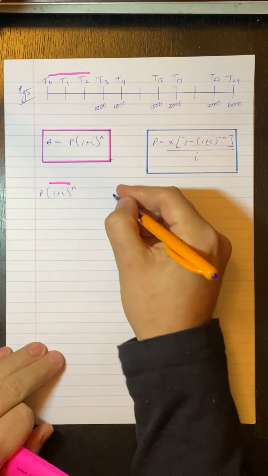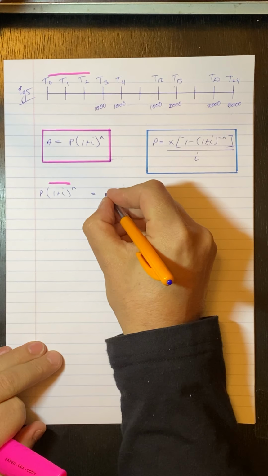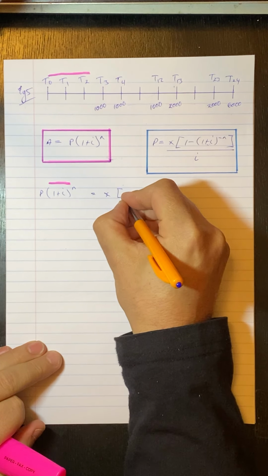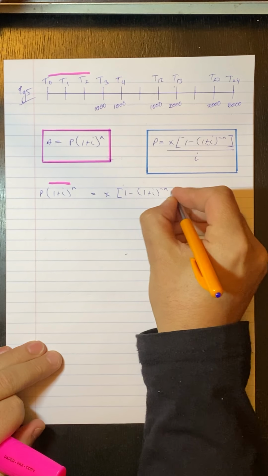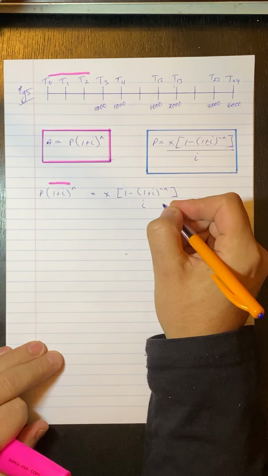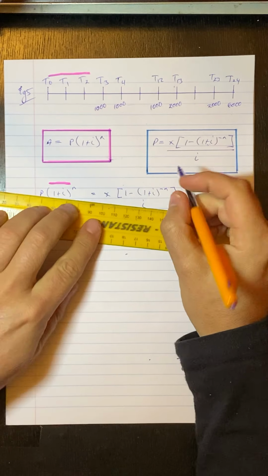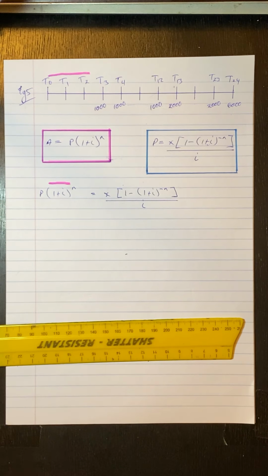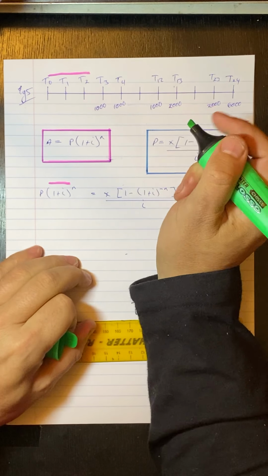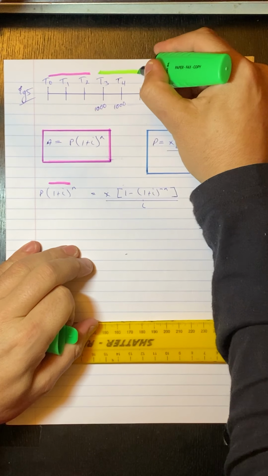Then this is going to be equal to x times (1 minus (1 plus i)^-n) over i. That is going to be our 1,000 Rand bit. Okay, so that's going to be this bit over here.